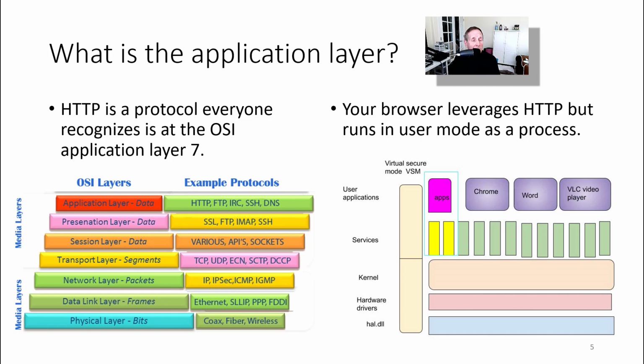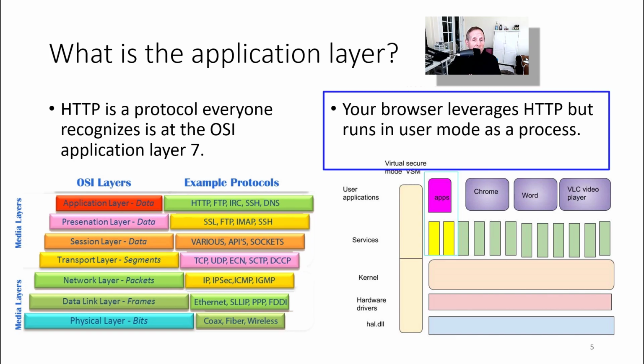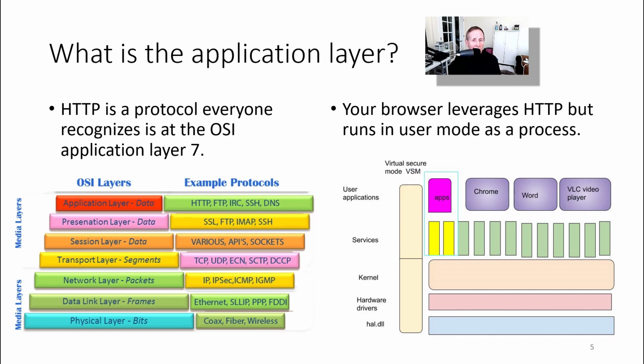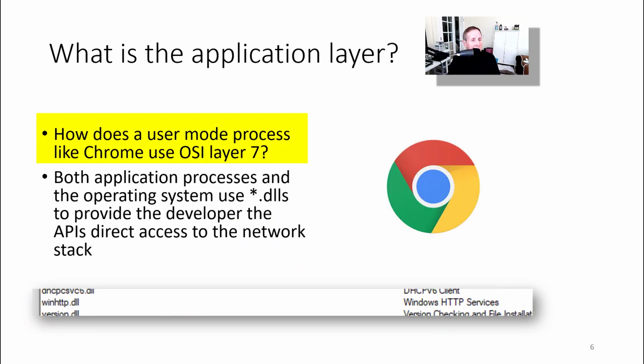So OSI layer 7 has a protocol called HTTP, and yet we know our browsers leverage HTTP or HTTPS when they're running. How does that work? How does an application like Chrome use the layer 7 application layer? Well, both application processes like Chrome and the operating system use DLLs extensively in the Windows world. There's a similar process in Linux, but in Windows, they're DLLs. It provides developers APIs that give direct access to the network stack.